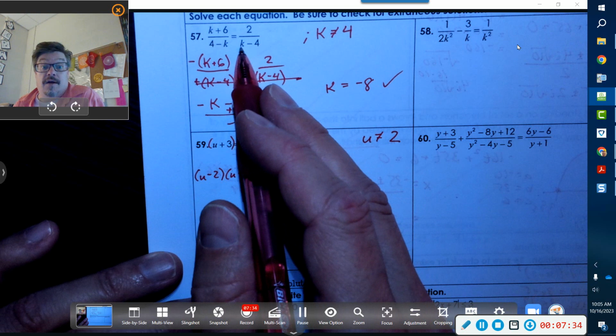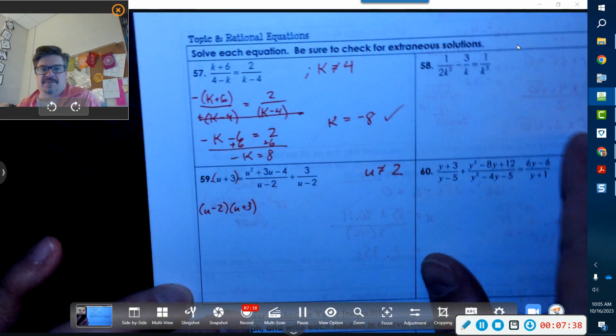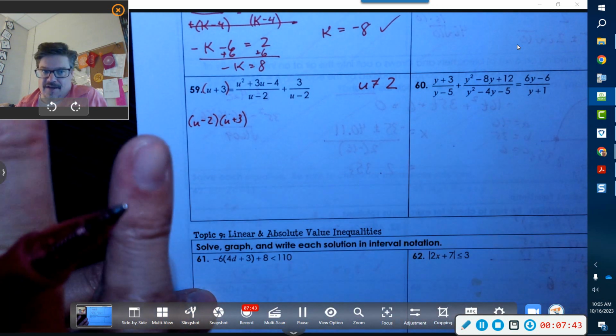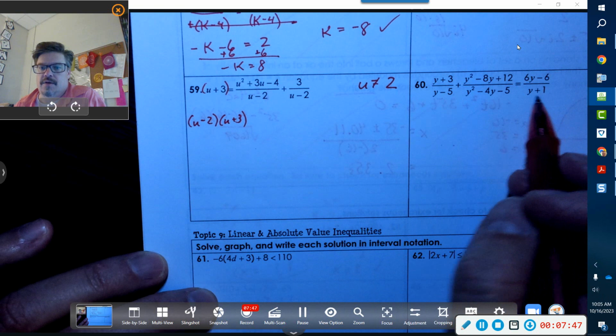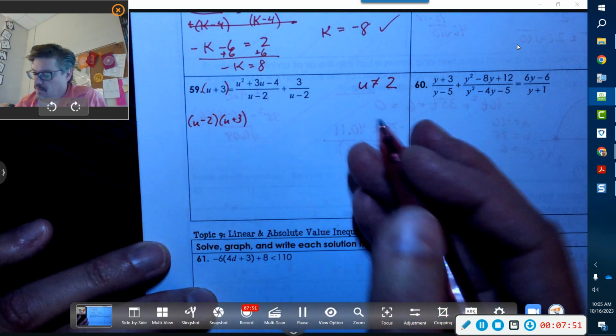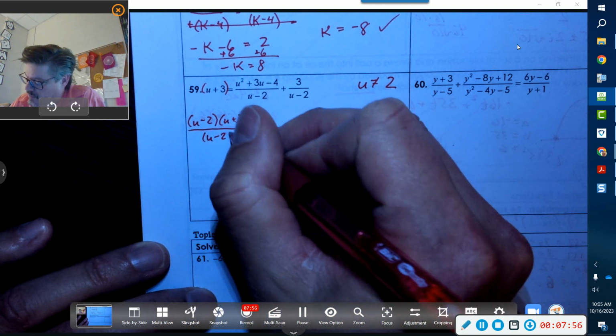Just like up here, k equaling 4 would give us a division of 0. Can't do it. So that's something you have to watch out for in rational equations. It's just you cannot divide by 0. Watch out. Just like over here, we can't have 5, can't have negative 1. And my guess is that's both of those put together. Alright, so let's get this guy a u minus 2.